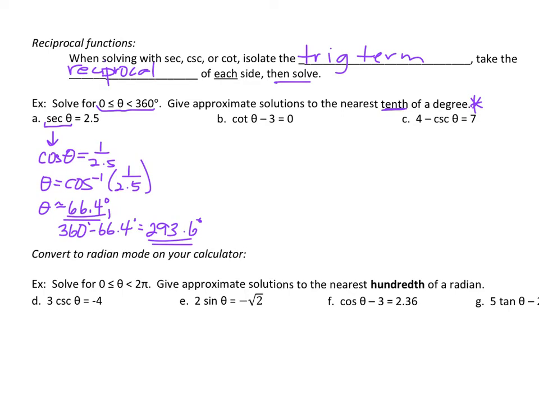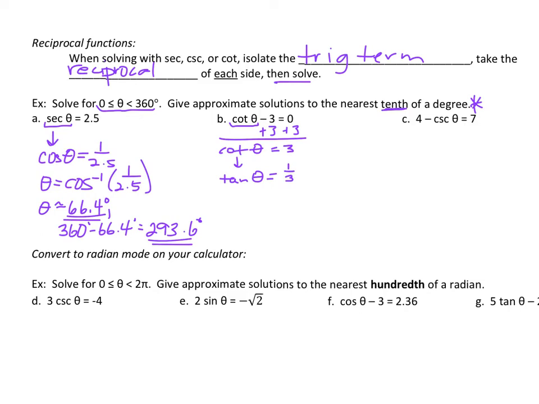The next one has cotangent, and with cotangent, we have to isolate the cotangent theta term. That's the trig term. It has to be the trig prefix and the angle. Remember, the angle could be a letter, it could be theta, whatever the case may be. You don't want to get that by itself until the last step. If it's minus 3, let's just add 3 to move it over. And that will isolate our trig term. Cotangent theta equals 3. Then it says take the reciprocal of each side. Cotangent's reciprocal is tangent. The reciprocal of 3 is 1/3.